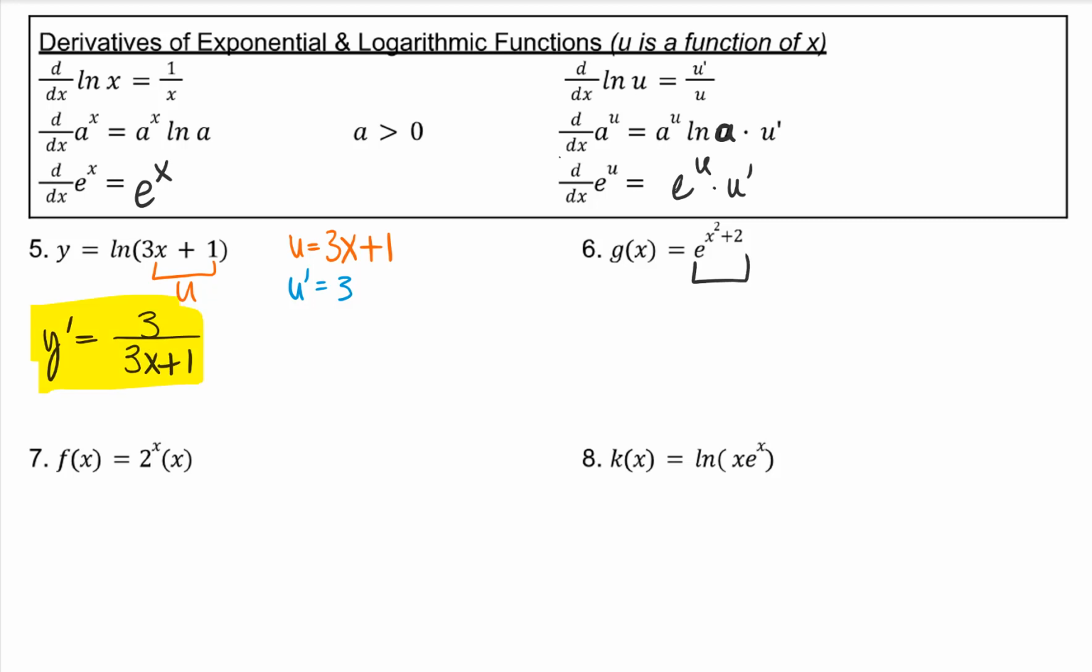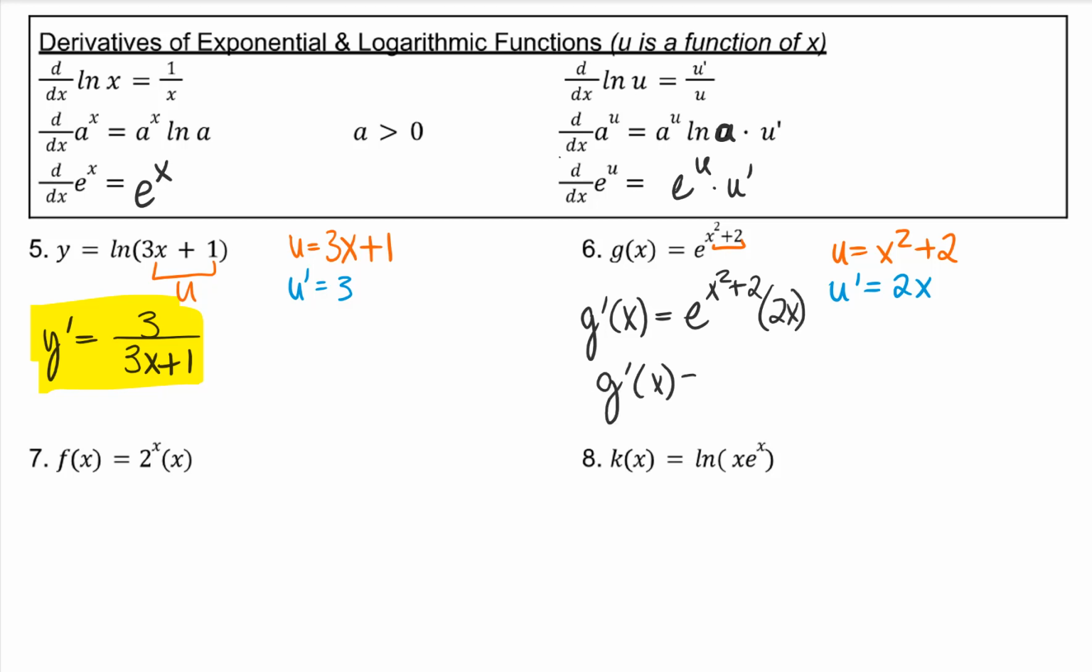Wow. Is this e to the x or e to the u? It is e to the u because our power has a function of x in it, making u prime 2x. G prime of x would be e to the u times u prime. I like to write it with the 2x in front.